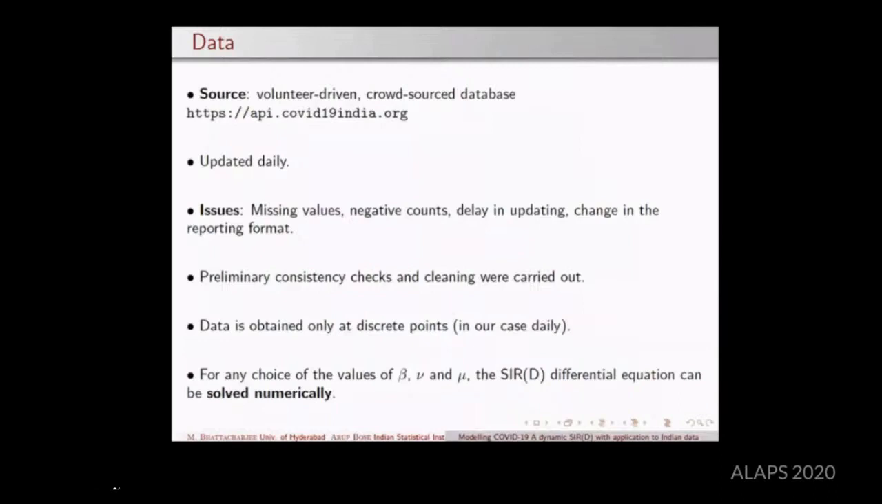So we did some preliminary consistency checks and cleaning. One has to note that the data is obtained only at discrete points, even though the original model is a differential equation model, so it is a continuous time model. And of course, one has to match these two up. For any choice of the values of beta, nu, and mu, this SIRD differential equation can be solved numerically because we have data only at discrete time points. And there are software programs available to do this.